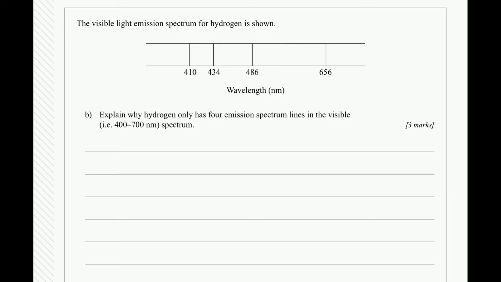All right, so part B, let's have a look at what we've been given. The visible light emission spectrum for hydrogen is shown. So we've been given an emission spectrum here, and we need to explain why hydrogen only has 4 emission spectrum lines in the visible spectrum. So they've already given us what the visible spectrum is, 400 to 700 nanometers. So we're thinking about that purple to a red here essentially. So let's go through. We need to explain why there's only 4 emission spectra lines in the visible spectrum.